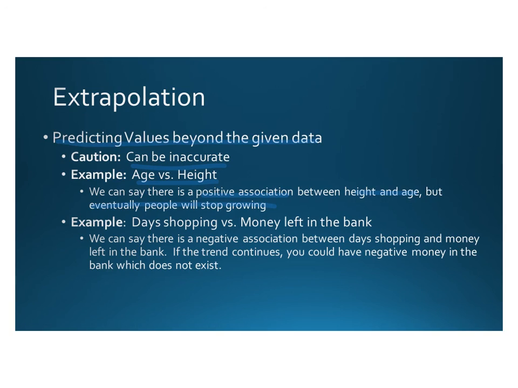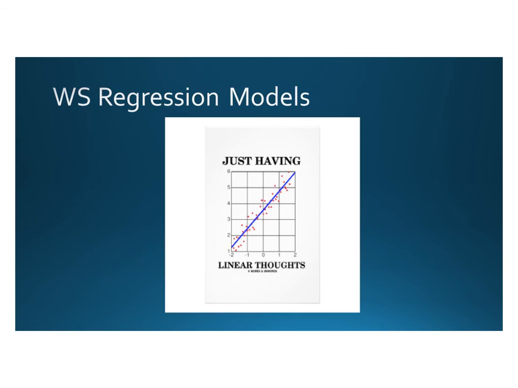Another example would be days shopping versus money left in the bank. Normally we say there is a negative association in this example between days shopping and money left in the bank, but if this trend continues, you could have negative money in the bank, which does not exist. The end. It's practice time.